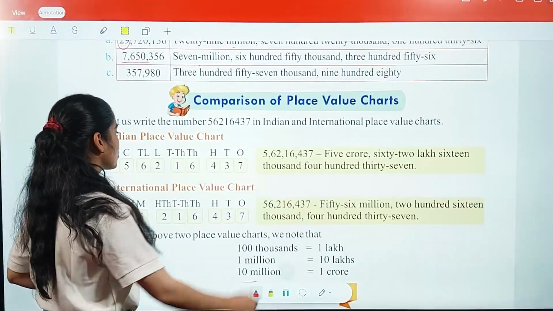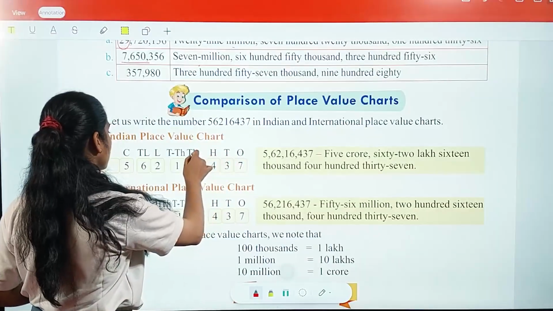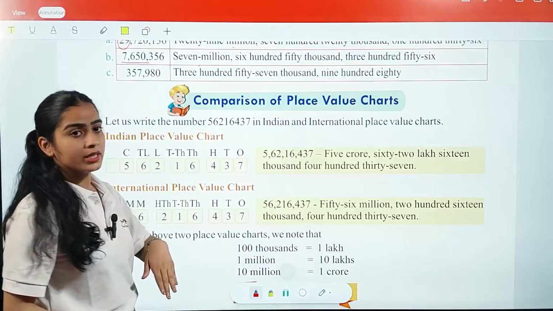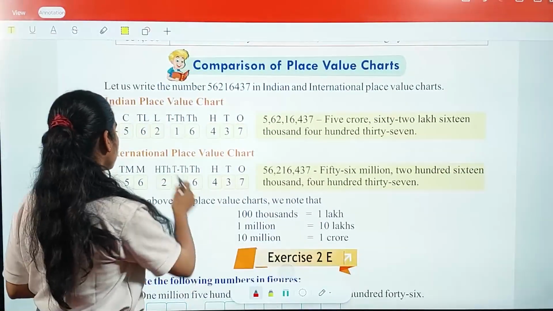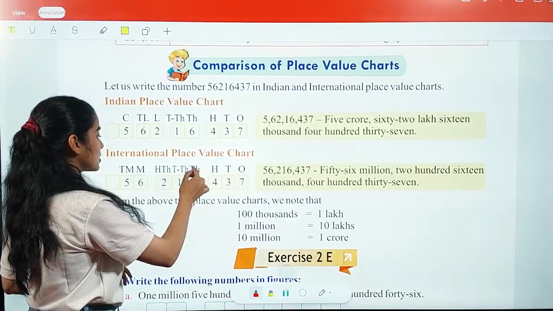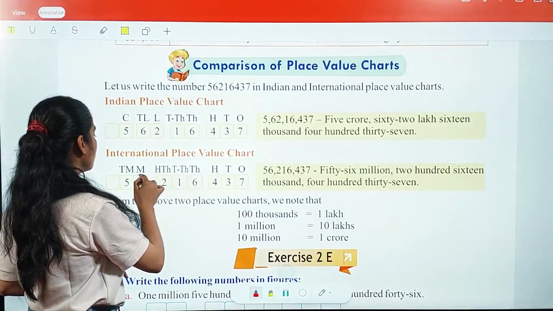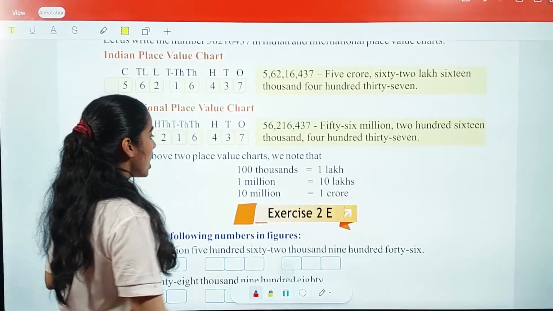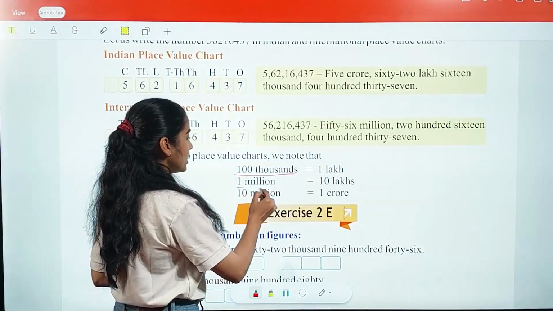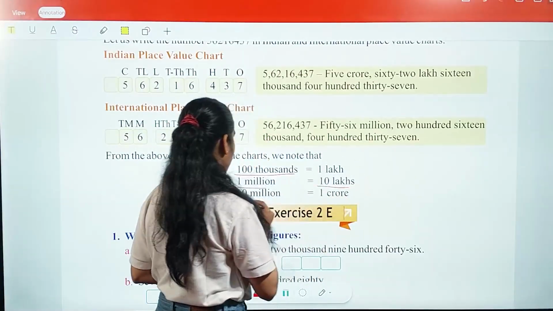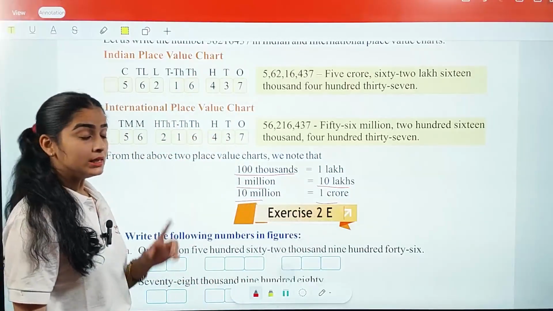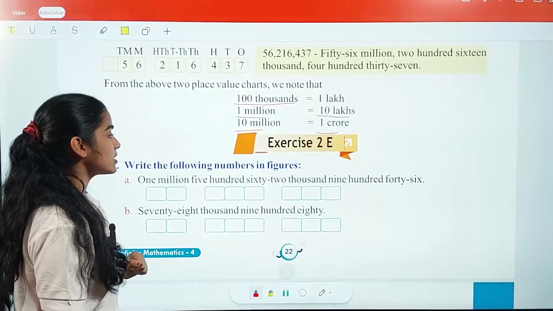Now we have the comparison of place value charts. So this is our Indian place value chart: ones, tens, hundreds, thousands, ten thousands, lakh, ten lakh and crore. Next we have the international place value chart, where we have ones, tens, hundreds, thousands, ten thousands, hundred thousands, million and ten million. So how many thousands are there in 1 lakh? 100 thousands. 1 million is equal to 10 lakhs and 10 million is equal to 1 crore. So how many lakhs in 1 million? 10 lakhs.